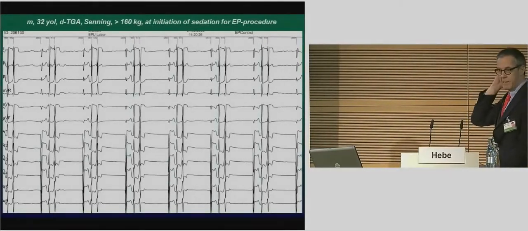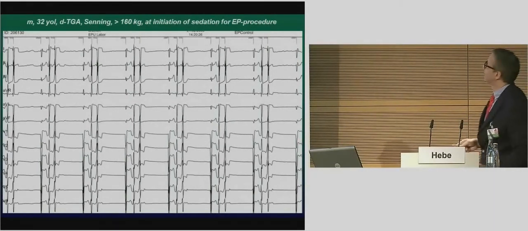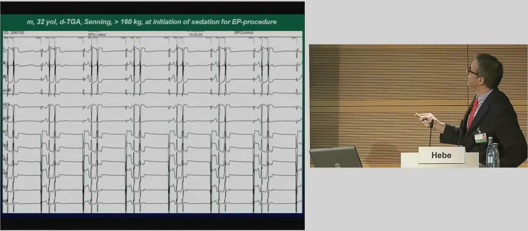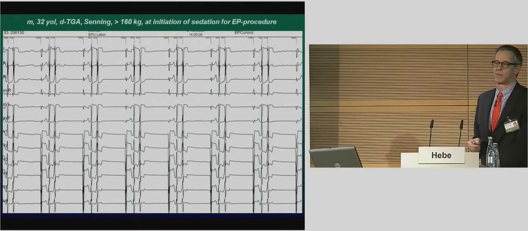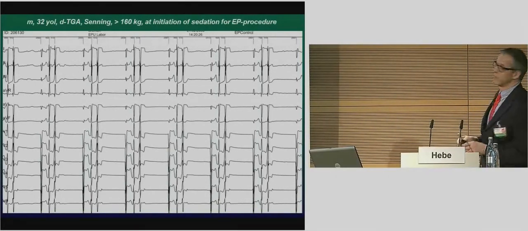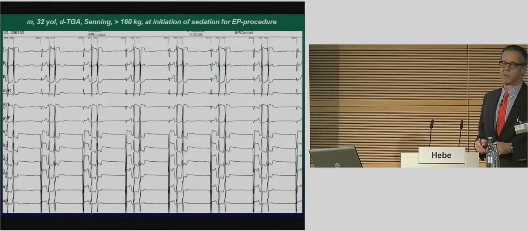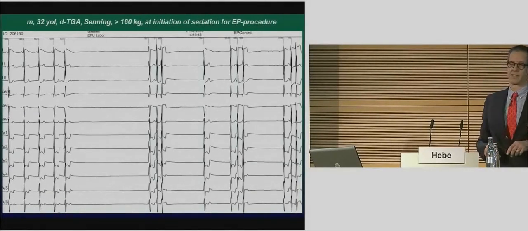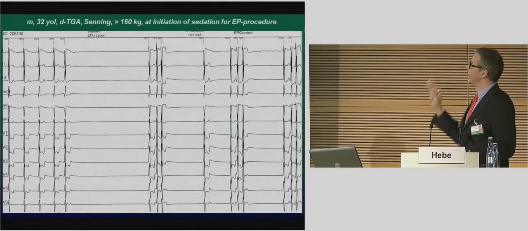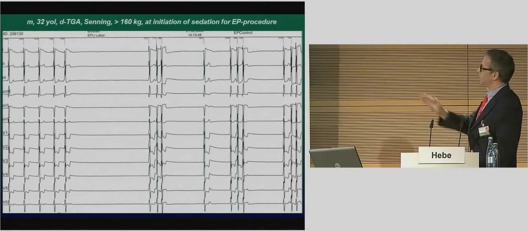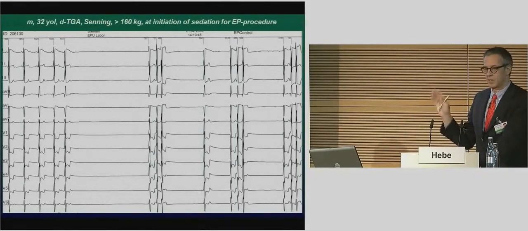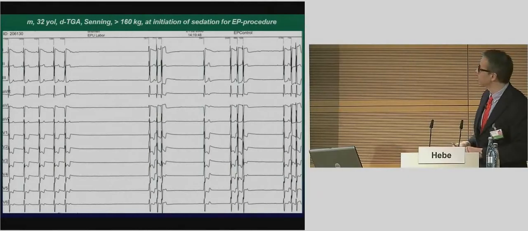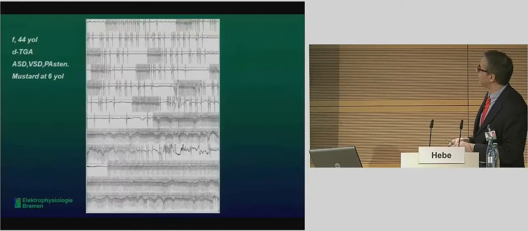This is a grown-up patient showing a typical mixture of brady and tachycardia. In this example, he had more than 160 kilograms of body weight, which did not make the ablation procedure easy to do. At the initiation of the sedation by the anesthesiologist in our electrophysiological lab, we all got frightened because of the bradycardia that was induced next to the tachycardia he could show.